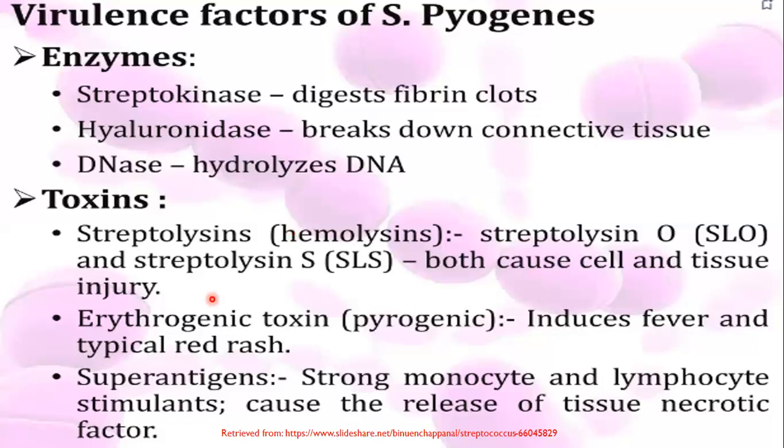Then we have the erythrogenic toxin or the pyrogenic toxin, because pyro means fever, because it induces fever. And these superantigens are actually the ones responsible for the post-streptococcal immunologic disorder. The superantigens. Take note of that.